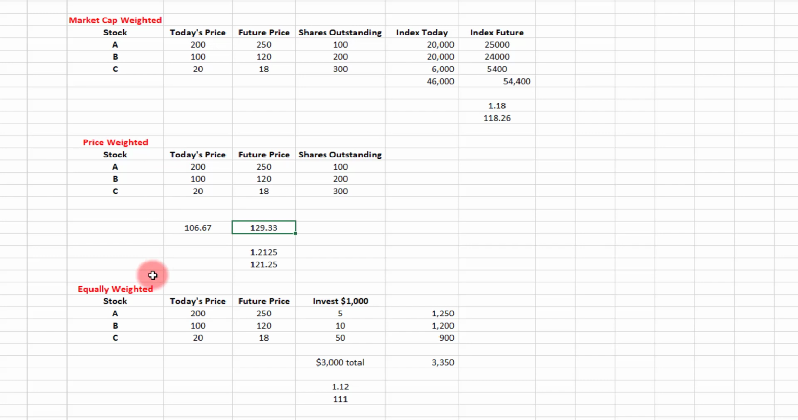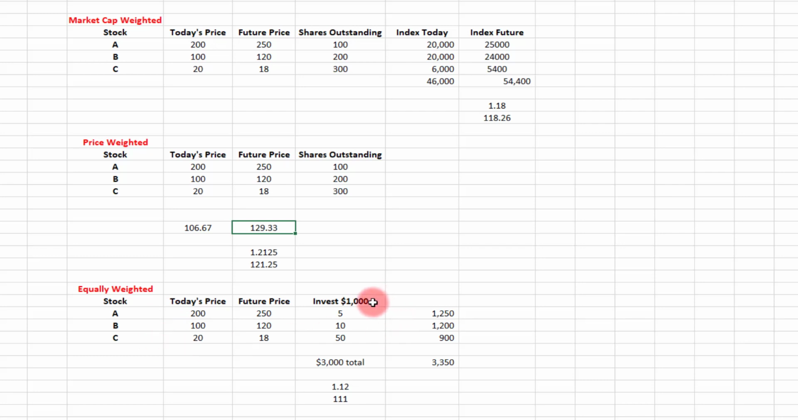Okay, and finally, the equally weighted index down here, which is really what the question was about. We're going to take these same stocks. We've got these prices. Here are the future prices. And what you do with an equally weighted index is you assume that you have a fixed dollar invested into each stock. Mathematically, it makes no difference. To make it easier, I'm going to use $1,000. We could use a dollar. You could use a penny. It doesn't matter, as long as it's equal among all stocks.